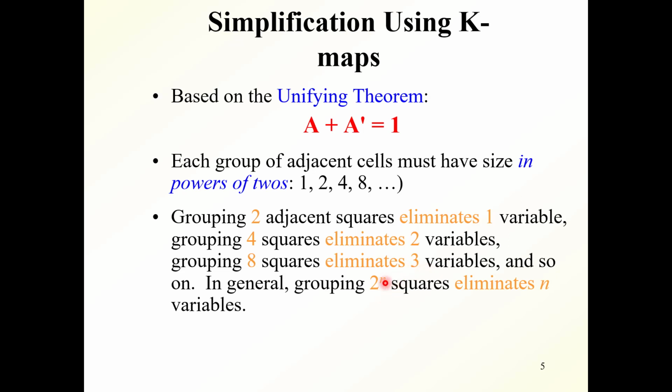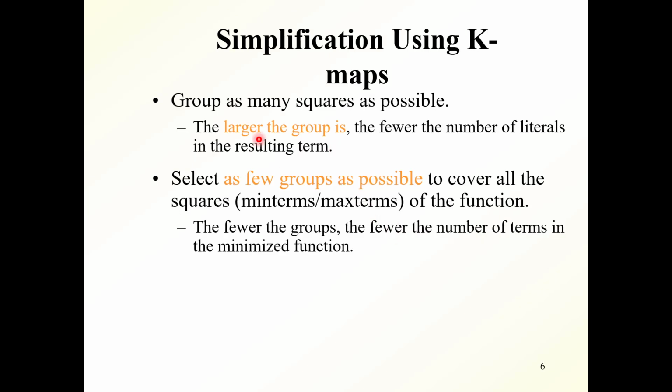So if we have a group of 2 to the n squares, then the result will eliminate n variables from the final term. So group as many squares as possible inside the same group, because the larger the group is, the fewer the number of literals in the resulting term. Select as few groups as possible to cover all the squares, whether they are minterms or max terms of the function. The fewer the groups, the fewer the number of terms that will result.